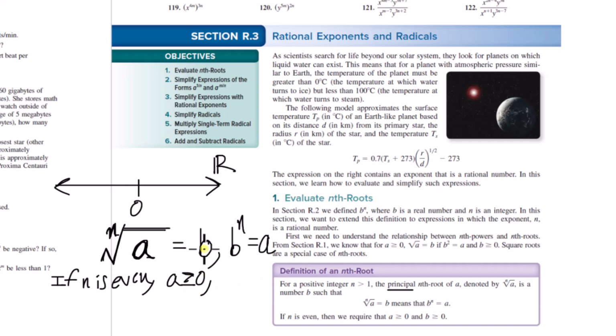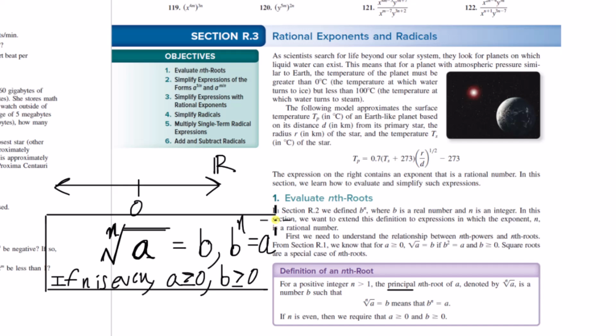But then we're not done. This is not enough because we have to have just one output. We have to make another restriction. The restriction is that b has to be greater than or equal to 0. In the case where n is even, there are two potential roots, a positive and a negative. We're going to return the positive. And so that is the meaning of a radical, a principal nth root, at least from the perspective of looking at just the real numbers.